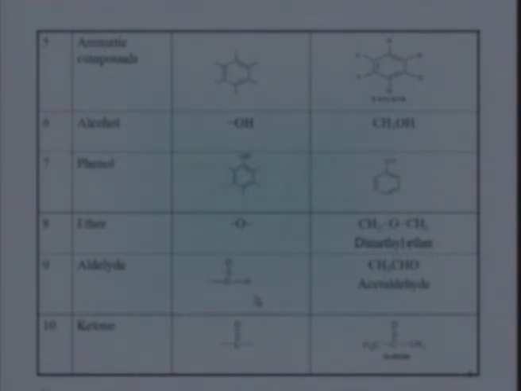Then aldehydes. The functional group of aldehyde is C double bond O and H. One carbon is attached to a hydrogen atom and to an oxygen with a double bond, and the other is attached to the alkyl group. This is the example. Similarly, ketone. There is a little difference between ketone and aldehyde. In aldehyde, the carbon-oxygen double bond is attached to hydrogen, but in the case of ketone, the carbon-oxygen double bond is attached to two alkyl groups.